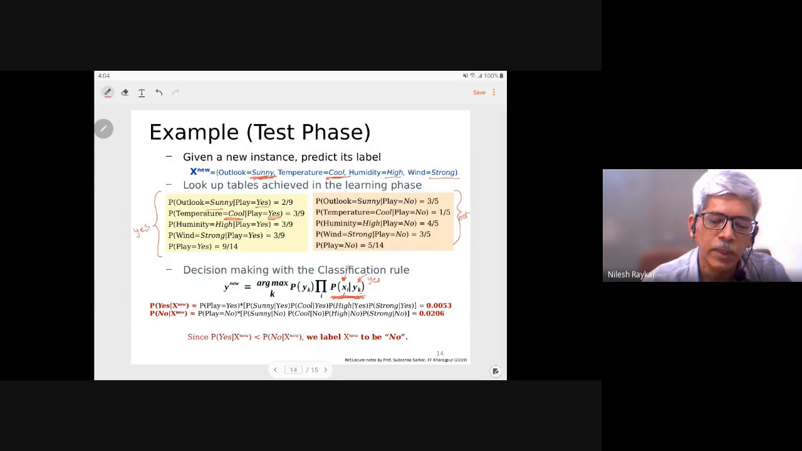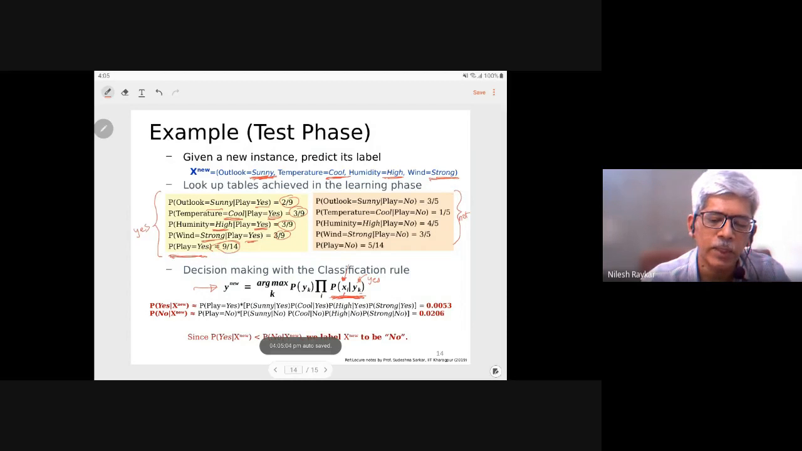Then we'll require high humidity and yes. And you have strong wind and yes. So from the previous table, these numbers are picked up. And we also require the overall probability of playing. So that is 9 by 14, which we have previously seen. So these 5 numbers are required to calculate the probability of playing.